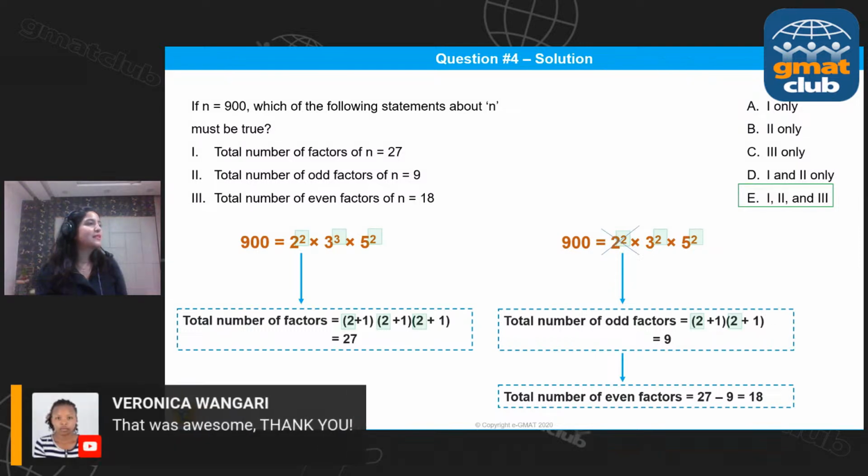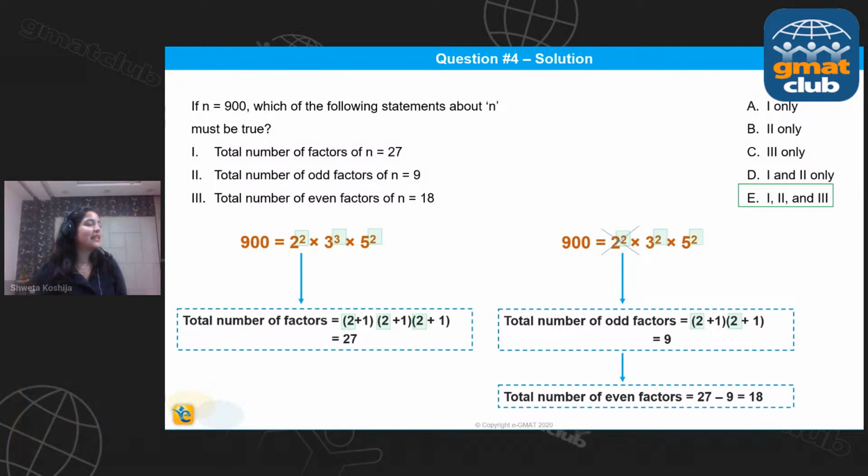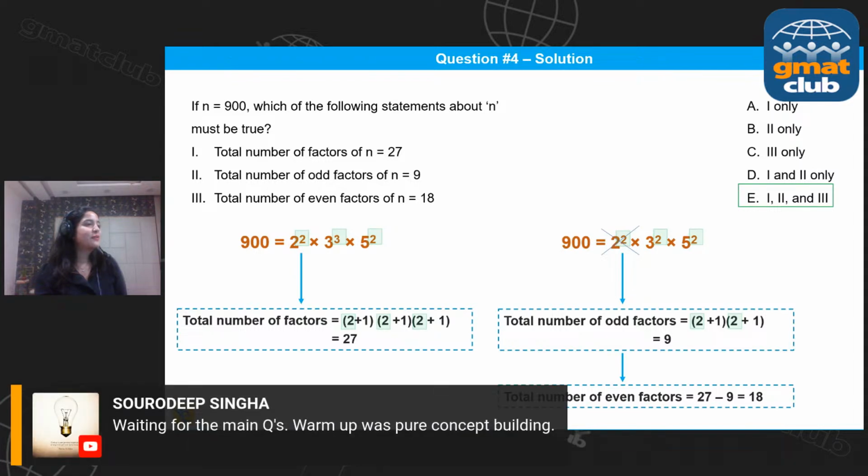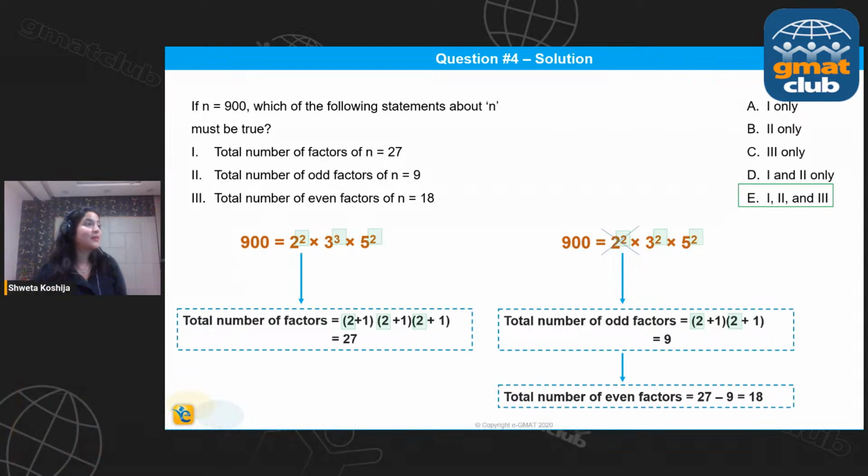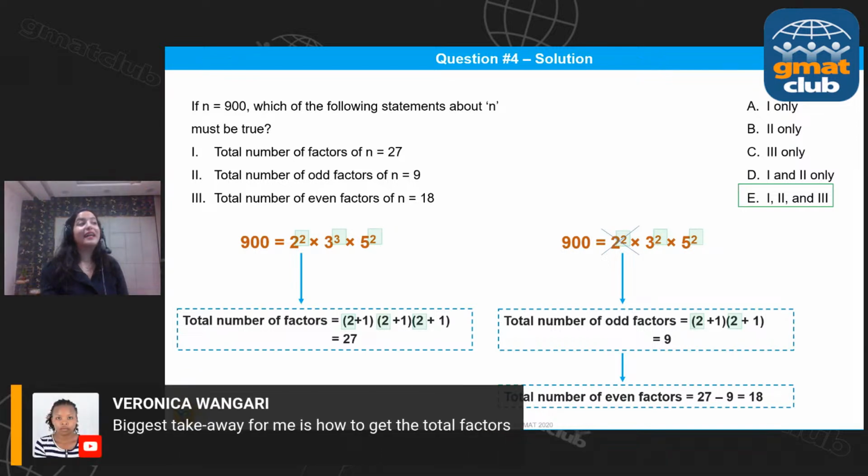Veronica says that was awesome. Thank you. Durgesh says it's a really nice question. Surodeep is waiting for the main questions. Yes, we are going to get there. But without this warm up, I assure you the sprint would not have been as comfortable. Now, at least I'll be able to talk about these questions and say, okay, why did you make this mistake? You already knew the concepts. So, biggest takeaway for Veronica is how to get total factors. Yes, that is a formula that once you have, it makes this kind of a question really fast. And also how to get the total number of odd factors, right? Okay, I think Julio agrees.